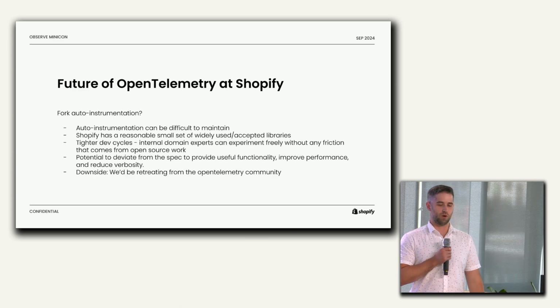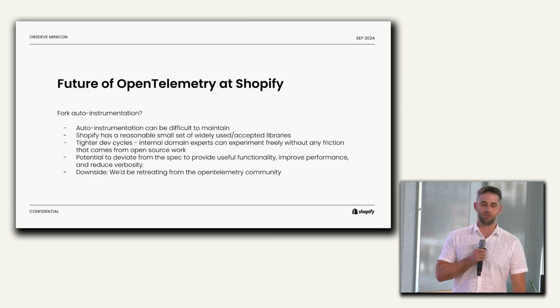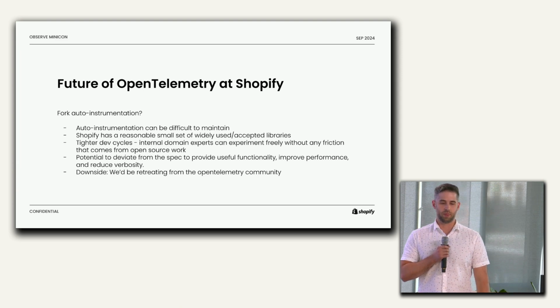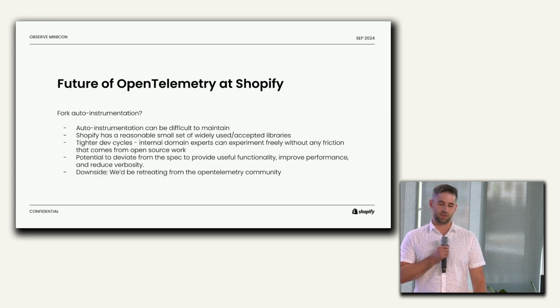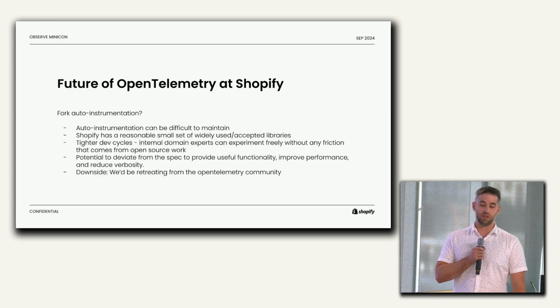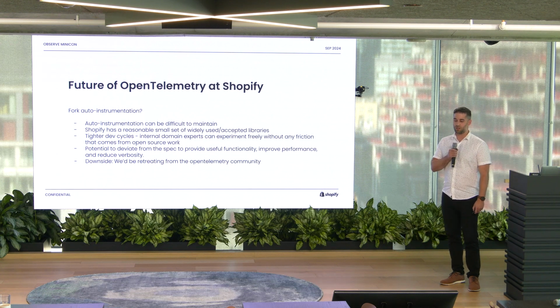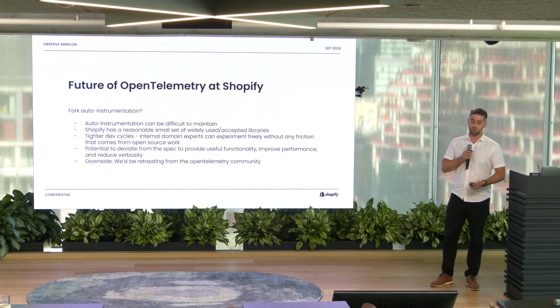And you're left in a spot where nobody feels empowered to make changes to improve the system. So being able to deviate from the spec freely means we can make decisions that are best for Shopify and don't have to refrain from things like that. But it would mean that we'd be pulling away from the open source community, which we shouldn't take lightly because we could miss out on getting wins from the community and also just the good of giving back to it.